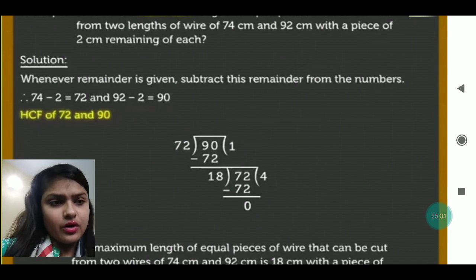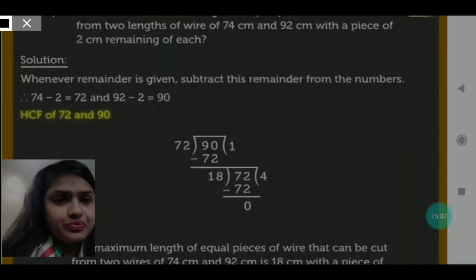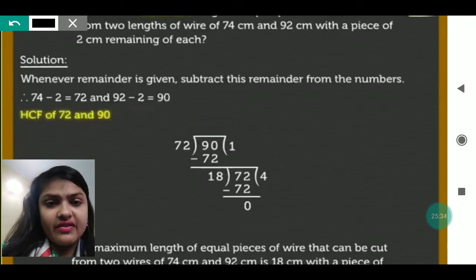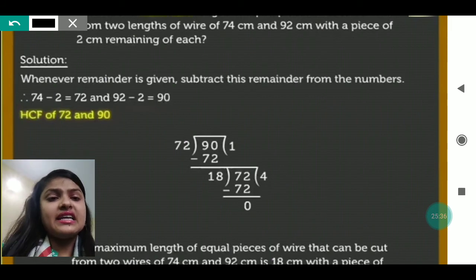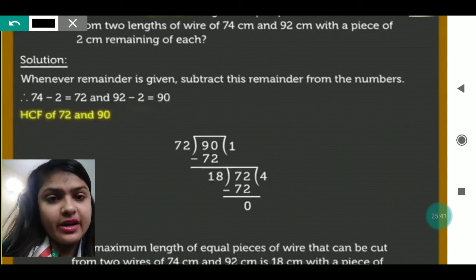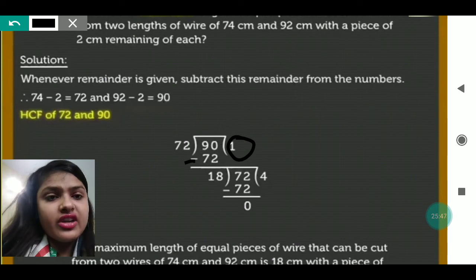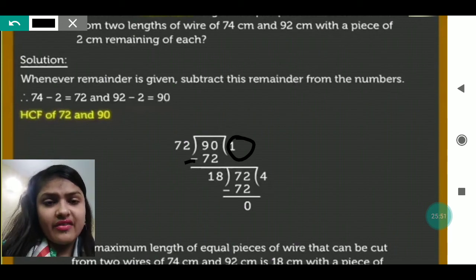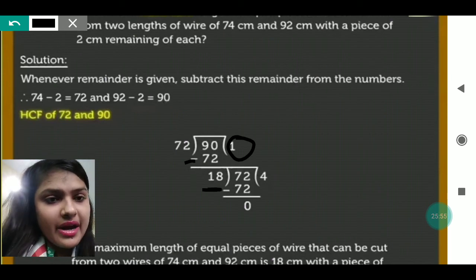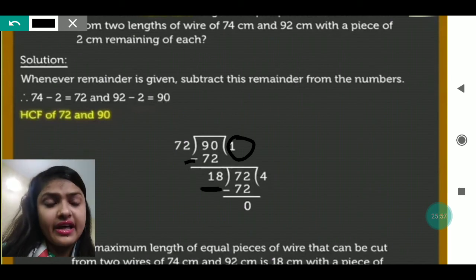Now we will divide. When 90 is divided by 72, it can be divided only one time. So 1 I will write as the quotient and 72 I will write just below 90. After that I will subtract. When I subtract 72 from 90, I will get 18. I have got 18 as the remainder here.